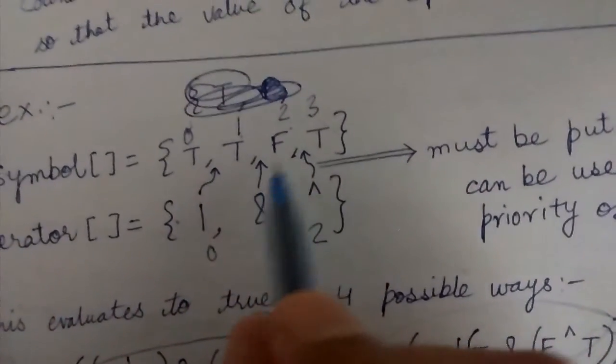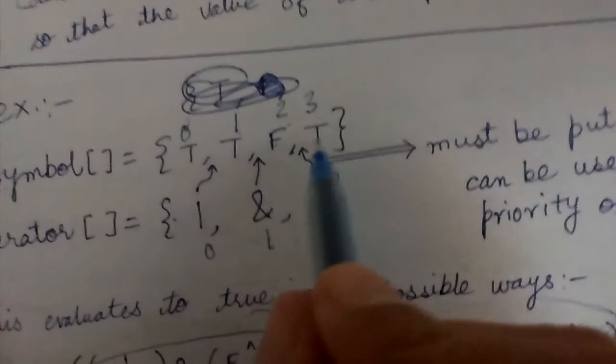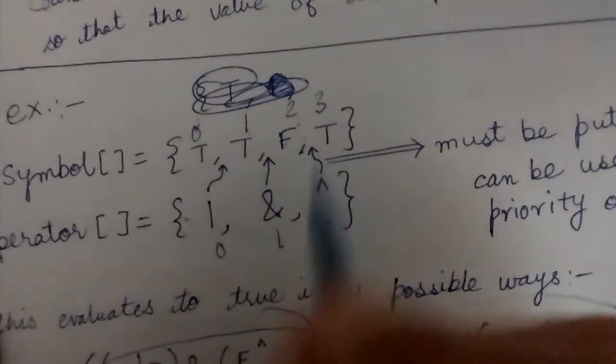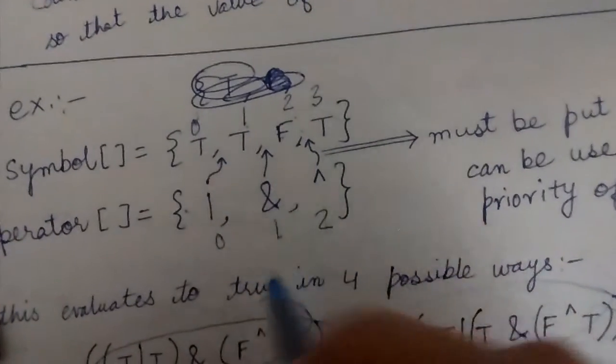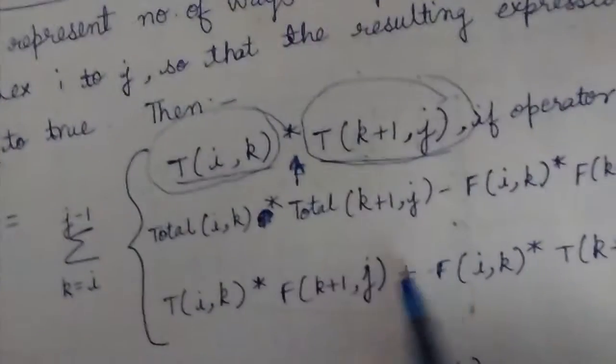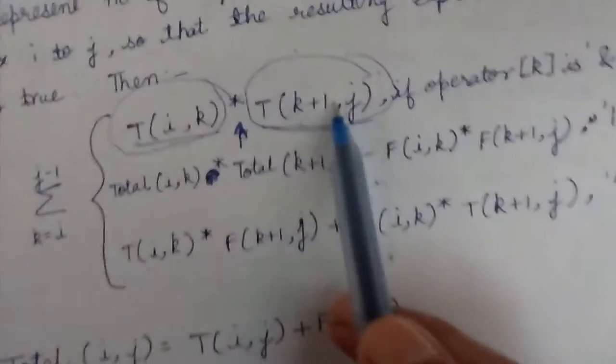I think now you understand. Between 2 and 3, the 2nd element of the operator array is placed. I think this makes things crystal clear. Now let us come again to this thing. Okay, so this operator is being placed.